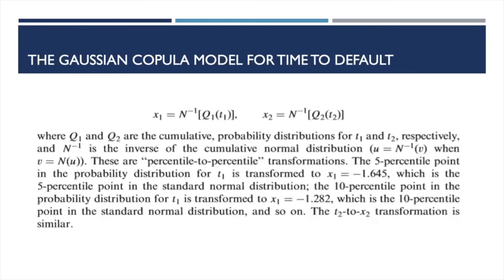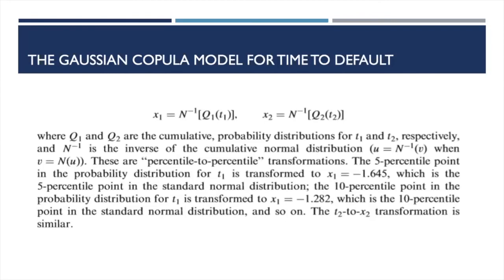Define T1 as the time to default of company 1 and T2 as the time to default of company 2. If the probability distributions of T1 and T2 were normal, we could assume that the joint probability distribution of T1 and T2 is bivariate normal. As it happens, the probability distribution of a company's time to default is not even approximately normal. This is where a Gaussian copula model comes in.